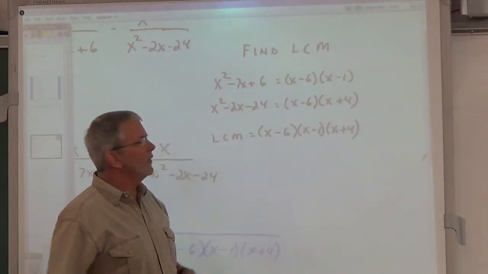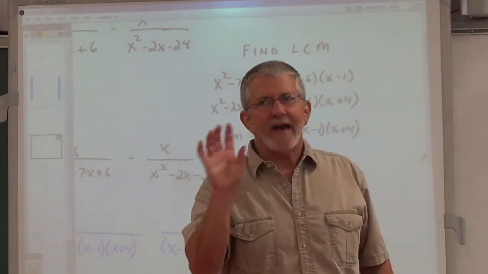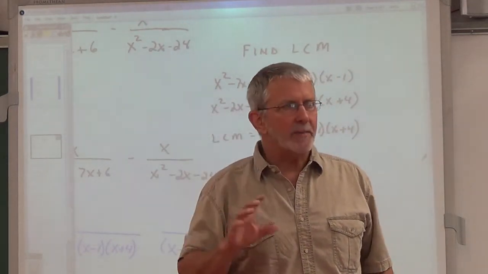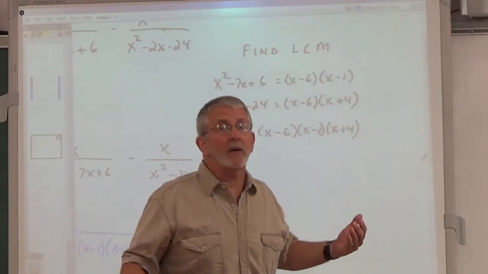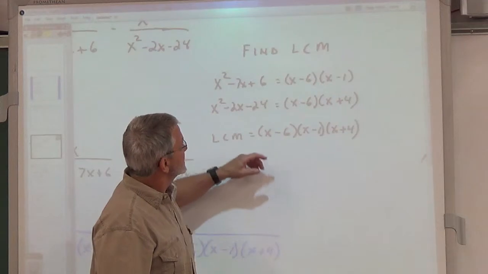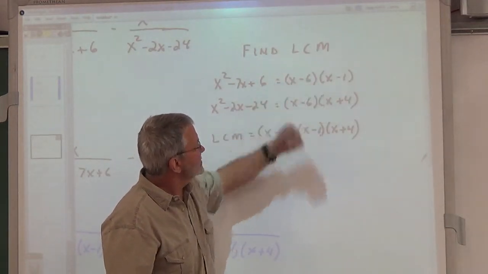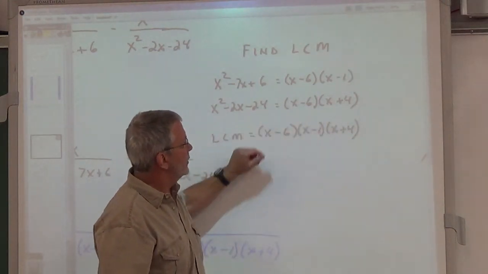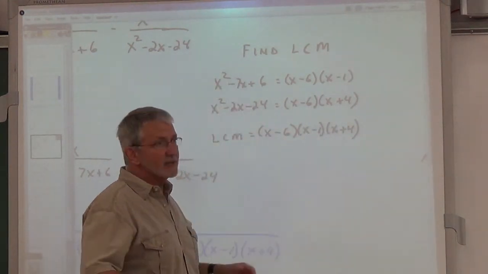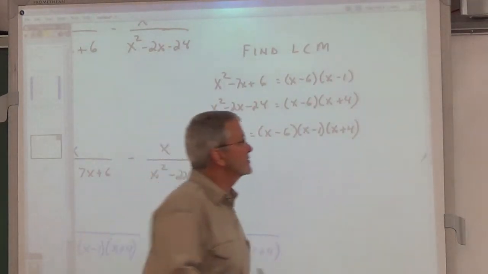So the least common multiple is the product of all the separate factors to the highest power that you see them. Woo. They're all to the first power. So what are the separate factors? The separate factors are x minus 6, x minus 1, and x plus 4. So this is the least common multiple of these two. It's going to be the common denominator I'm going to use to subtract those fractions.